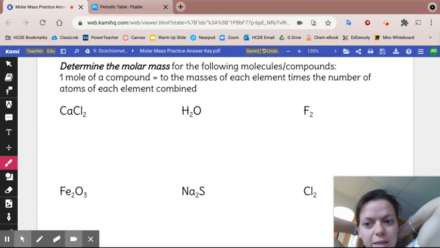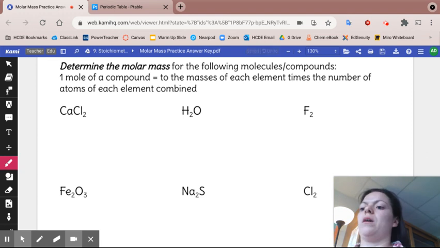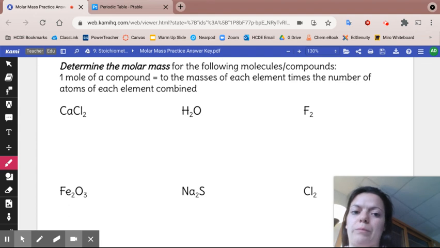Okay, now we are getting into, I'm not going to say tougher stuff, we're just building on what we've already looked at. Okay, so now we're going to be determining the molar mass for a molecule or compound. Okay, this time we are going to have to take multiple masses in order to do the math for this. Okay, so I'm looking at calcium plus chloride, and in this case 2 chlorides. What am I going to have?